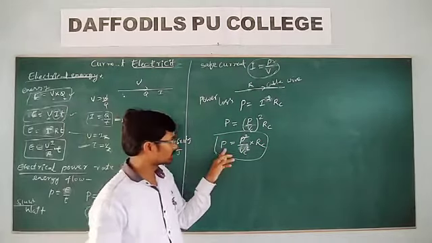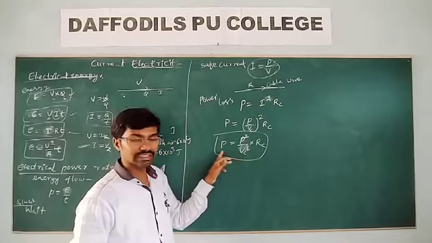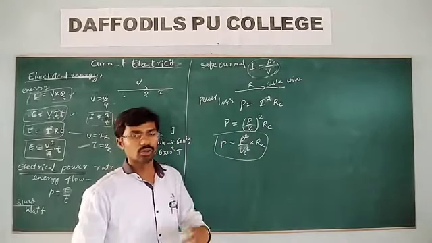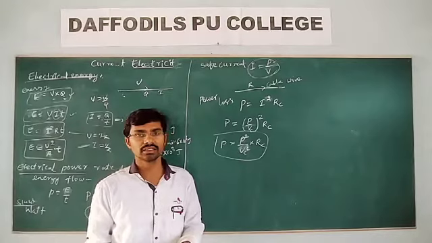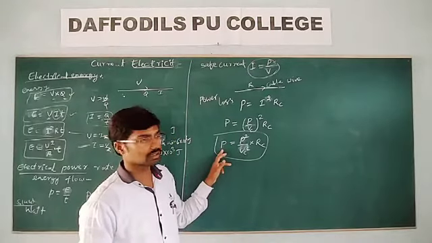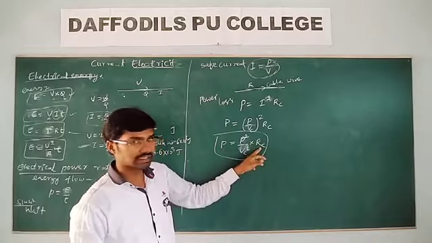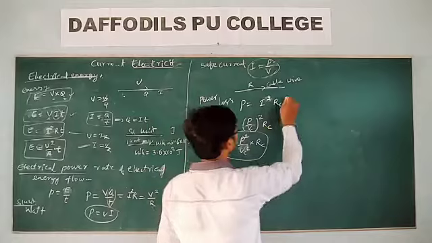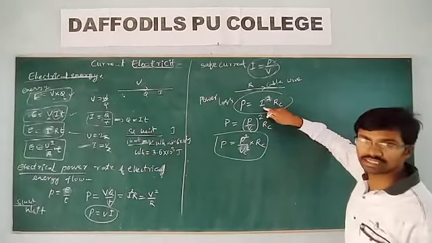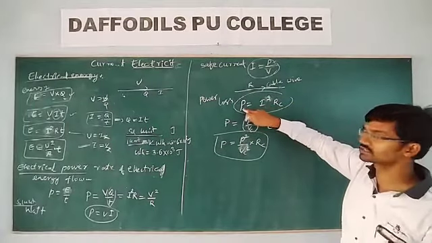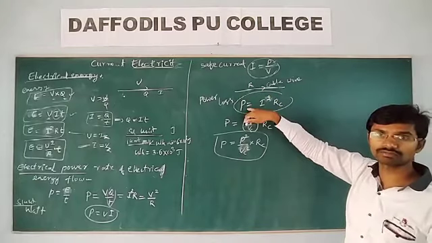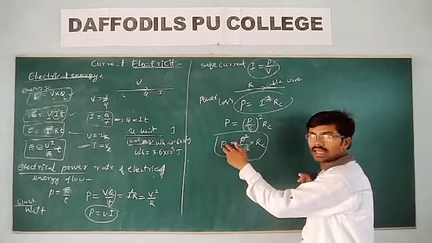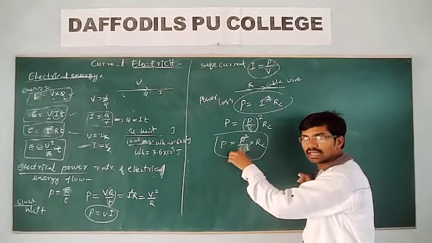Now, because of this, power loss is inversely proportional to the voltage. The more the applied voltage supplied, the less the loss of power. Whereas the more the resistance, the more the loss of power. Because P is equal to I squared R, the more the current going through the wire, the more the electrical power loss. But the higher the voltage, the less the electrical power loss.